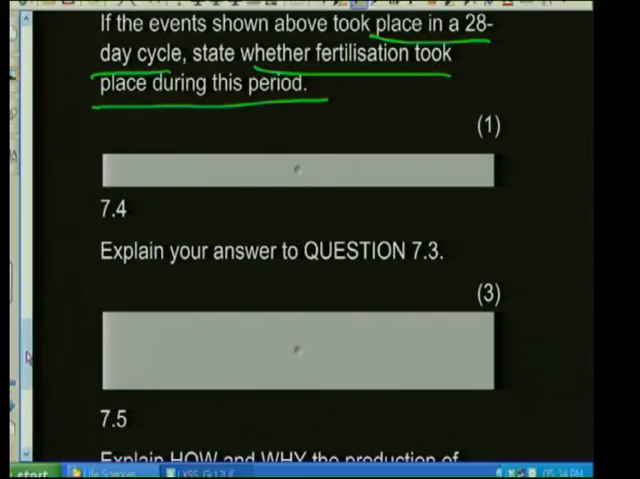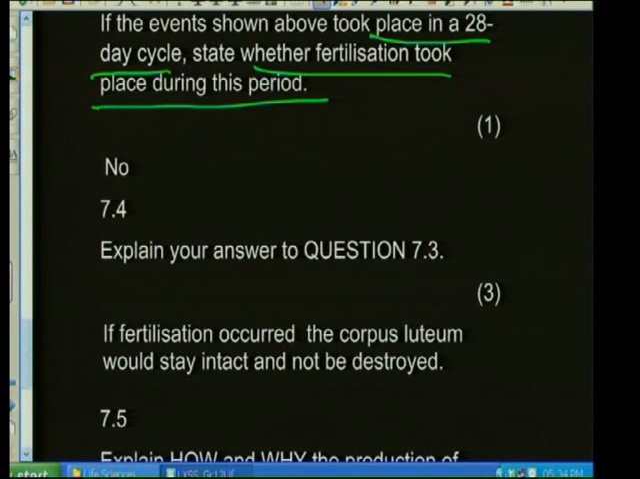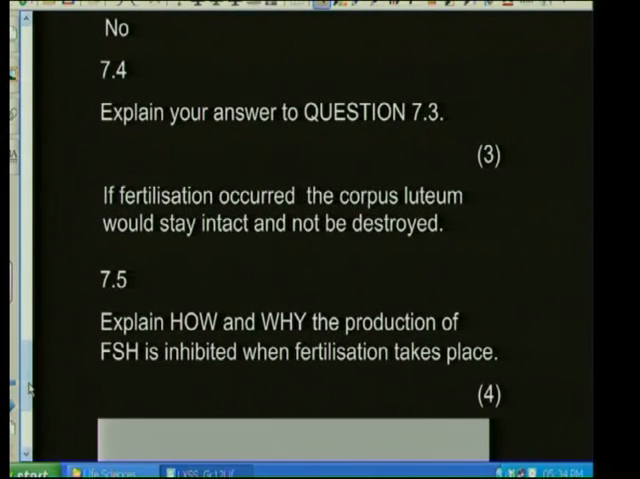pregnant. Pregnancy can't take place unless fertilization takes place to lead to pregnancy. Good. And obviously, in this case, our answer would be no. Explain your answer. The corpus luteum would have stayed intact and not be destroyed in that time.